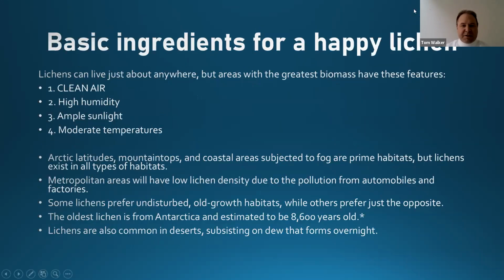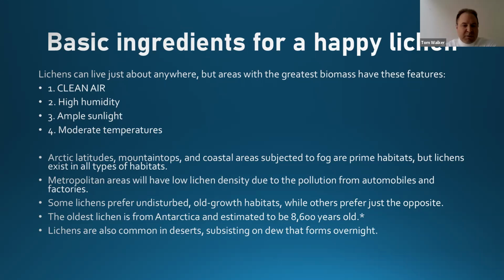So your basic ingredients for a happy lichen. Areas that have lots of lichens or the greatest biomass, most importantly is clean air, high humidity, ample sunlight, and moderate temperatures. So like Arctic latitudes, mountaintops, and coastal areas subjected to fog are really good places to find lots of lichens, but lichens do exist in all types of habitats. Metropolitan areas will have low lichen density due to pollution from automobiles and factories. Some prefer undisturbed old growth habitats, while others prefer just the opposite.